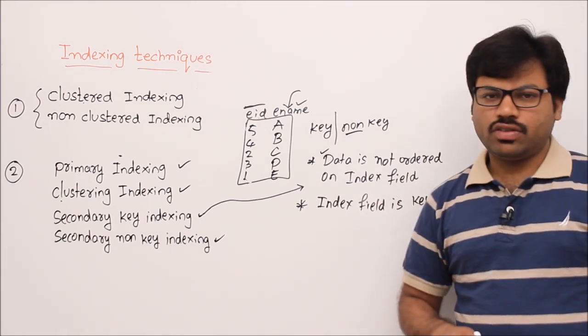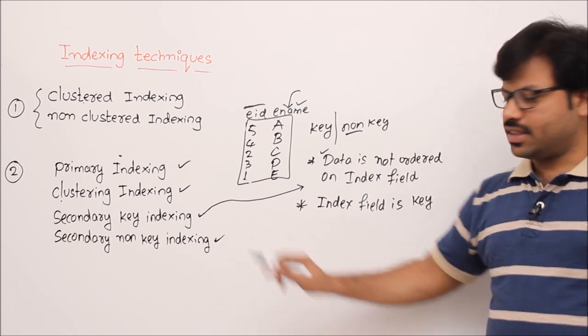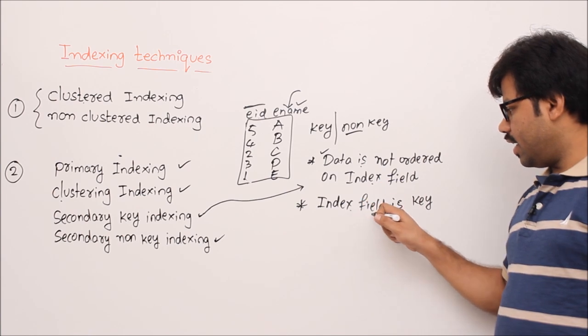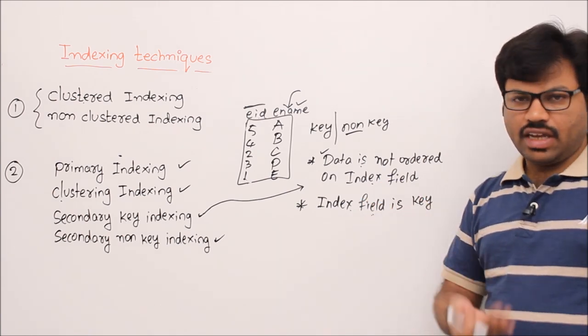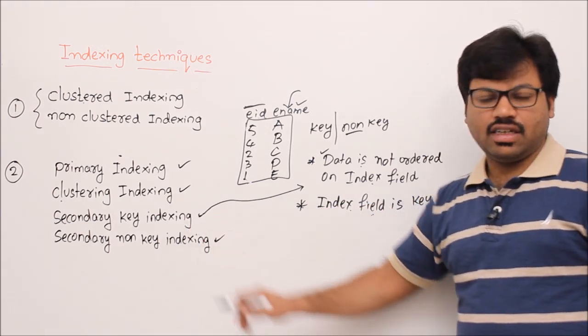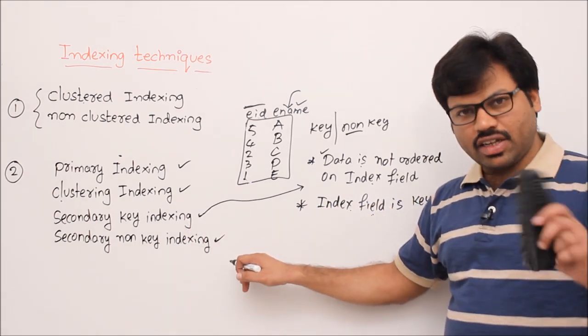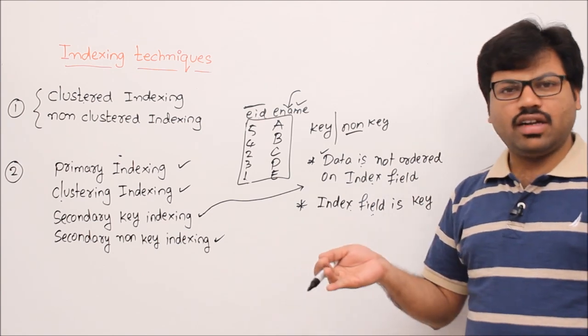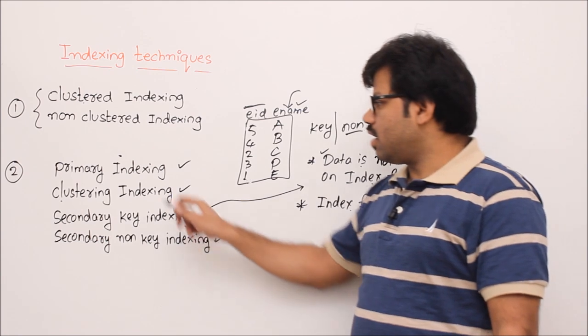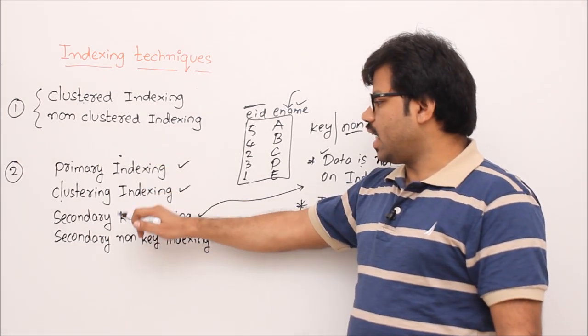Similarly we can define secondary non-key indexing. Data is not ordered on index field, and that index field is key field. That means the key field or index field doesn't have duplicates. That is secondary key indexing. If you are creating index on non-key field but data is not ordered on that non-key field, that is secondary non-key indexing. Now I can say that primary indexing is related to secondary key indexing.